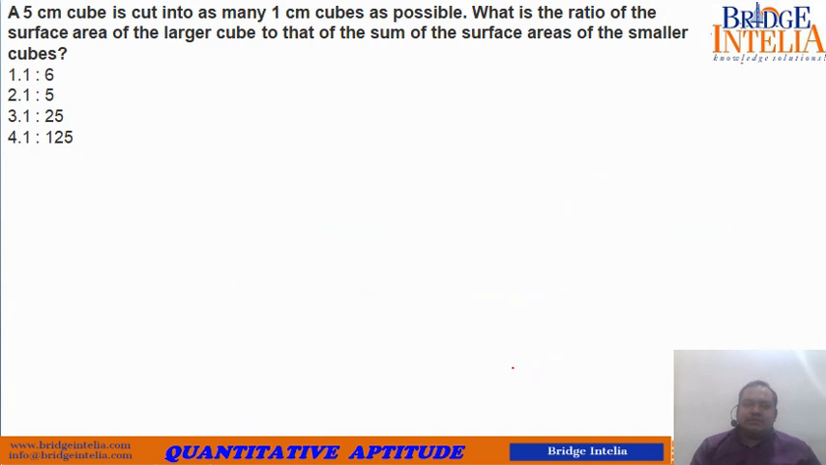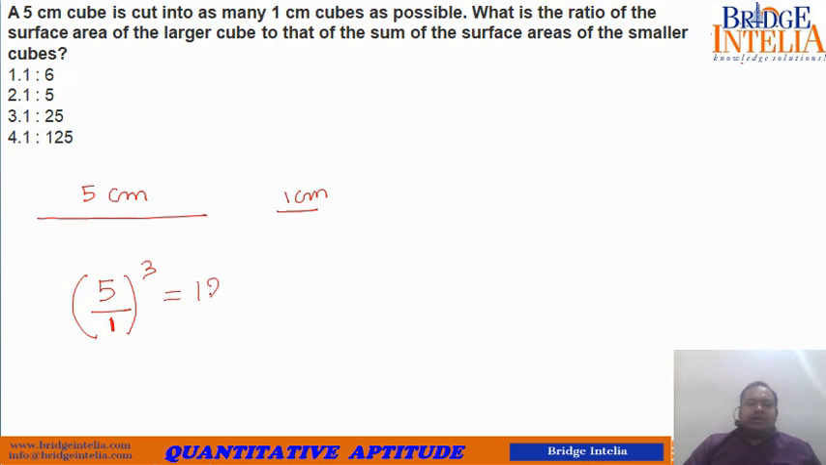So now let's move to the next one. A 5 centimeter cube is cut into as many 1 centimeter cubes as possible. What is the ratio of the surface area of the larger cube to that of the smaller cubes? Now understand. The original cube has an edge of 5 centimeter and it is breaking into smaller cubes having side 1 centimeter. So how many smaller cubes are going to get formed? 5 by 1 whole cube. So 125 cubes will be formed.